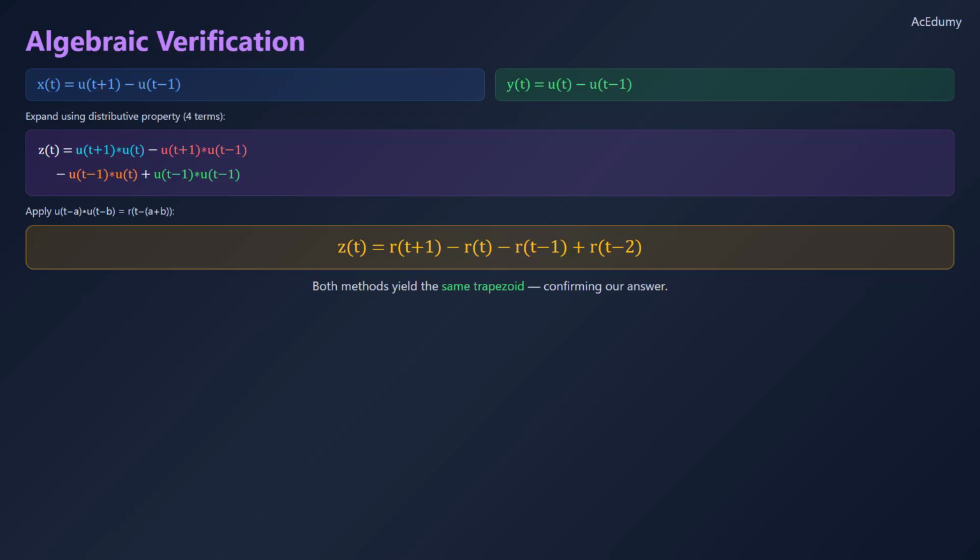Applying our general formula, u(t minus a) convolved with u(t minus b) equals r(t minus (a plus b)) to each term, we get z(t) equals r(t plus 1) minus r(t) minus r(t minus 1) plus r(t minus 2). Both methods give identical results, confirming our graphical answer.